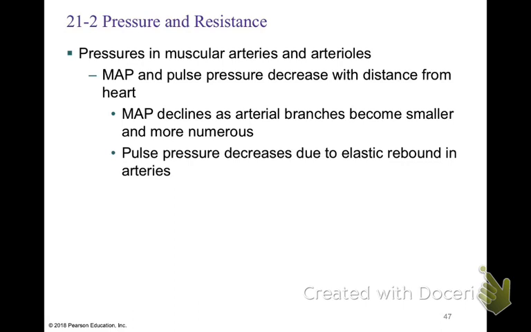So the mean arterial pressure in the brachial artery is pretty close to that in the aorta. It hasn't dropped very much. Might be 88 instead of 90. But by the time you get to your fingers, it may have dropped to as much as 80 millimeters mercury. So as you get to the arterioles, though, man, the pressure really drops quickly.